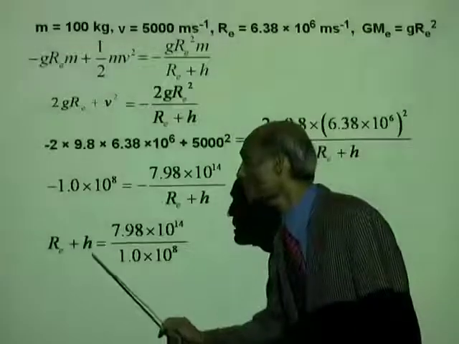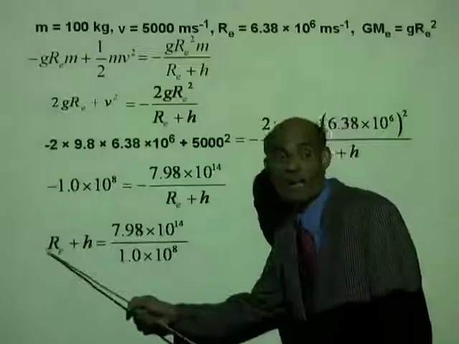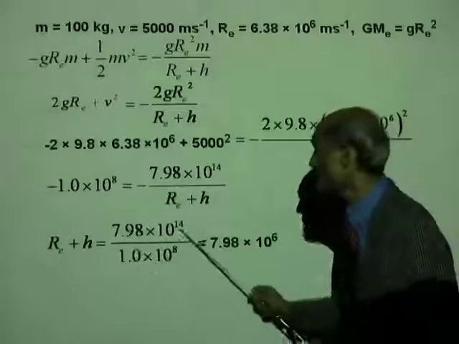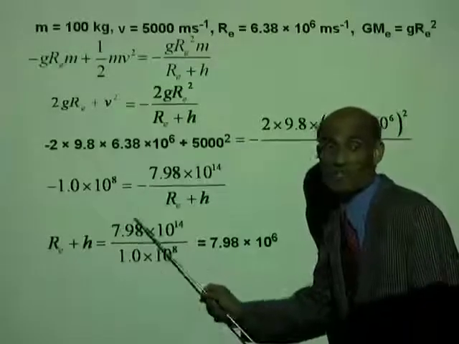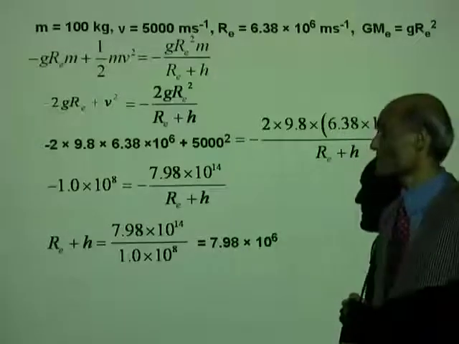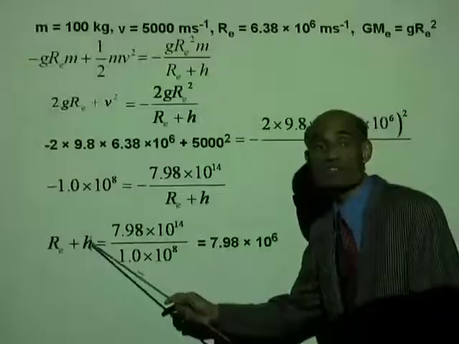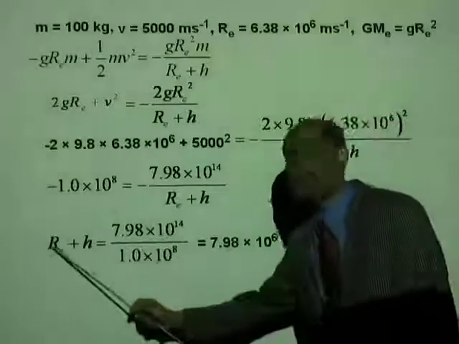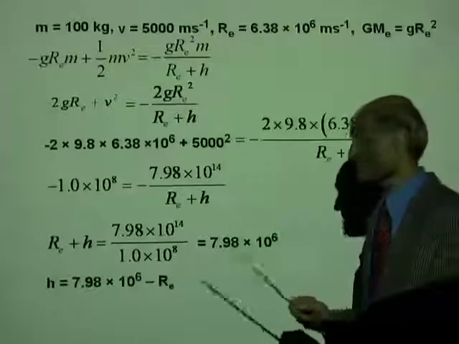And therefore H equal to this quantity can now be simplified and then subtract RE from there. The right hand side, when you simplify this quantity, check it on your calculator. Do you get this as 7.98 times 10 to the 6? Well, if you get it, how do you find H? H equal to 7.98 times 10 to the 6 minus RE.